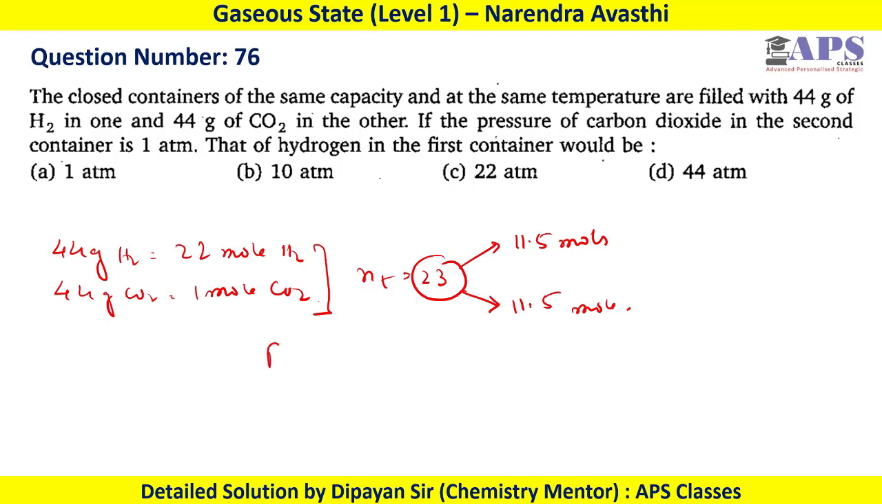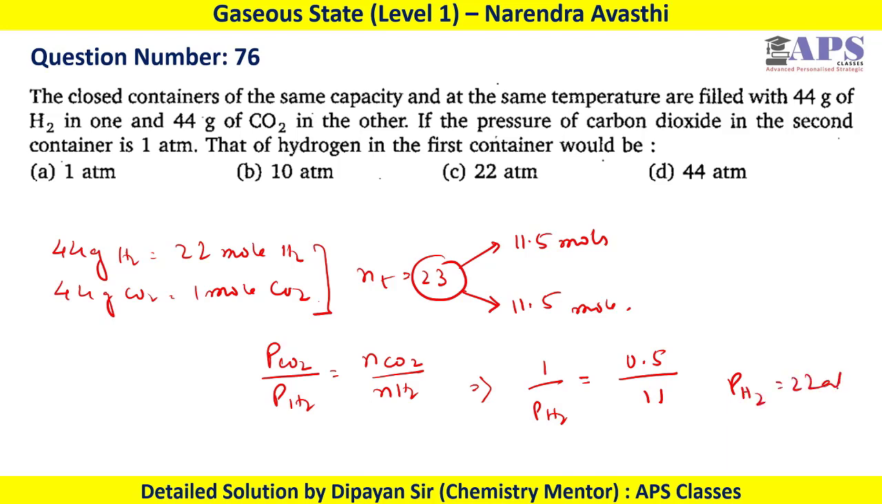Okay, now partial pressure of CO2 and partial pressure of hydrogen depends on mole of CO2 and mole of hydrogen. So now according to this, partial pressure of CO2 is 1. We have to calculate partial pressure of hydrogen. Mole of CO2 is 0.5 because they are equally distributed, and mole of hydrogen is 11. So from this we can calculate partial pressure of hydrogen, that is 22 atm. So option C will be the correct option.